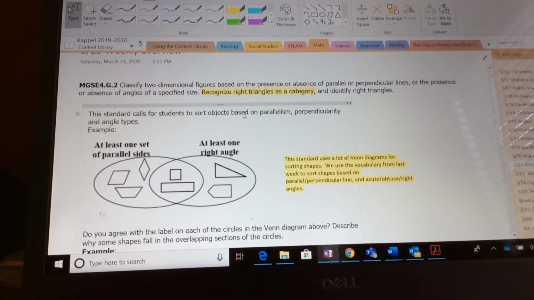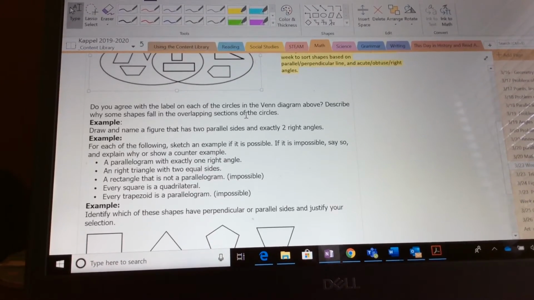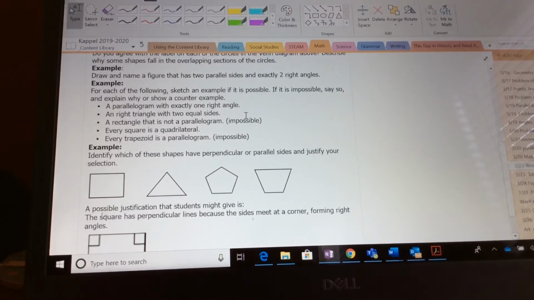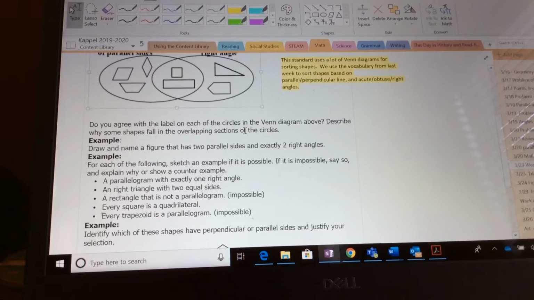So this page, there's nothing that you have to do on this page. This just goes through examples of what the standard looks like and what to do. It's almost more for your parents.